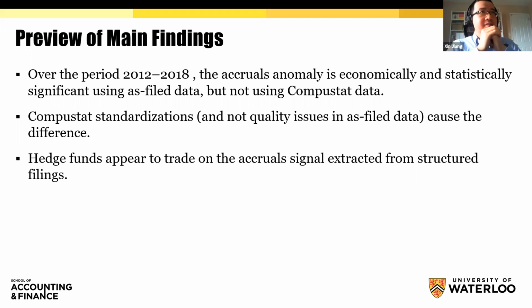The data discrepancy is significant and large enough to affect both the existence and the magnitude of the accruals anomaly. In particular, we are unable to document the accruals anomaly using CompuStat data, which is not surprising at all, because similar findings have been found in existing studies. However, when we switch from the CompuStat data to the XBRL data, we find the accruals anomaly is still alive.